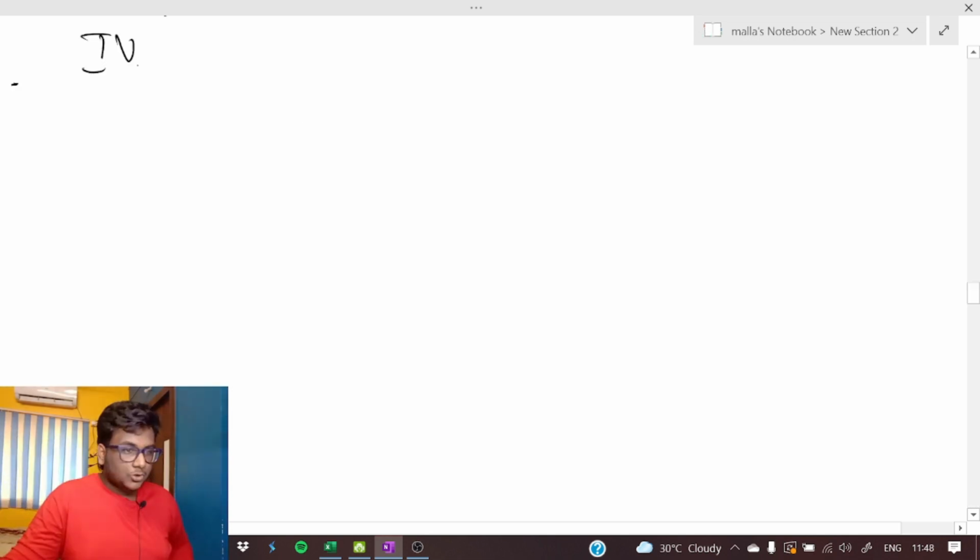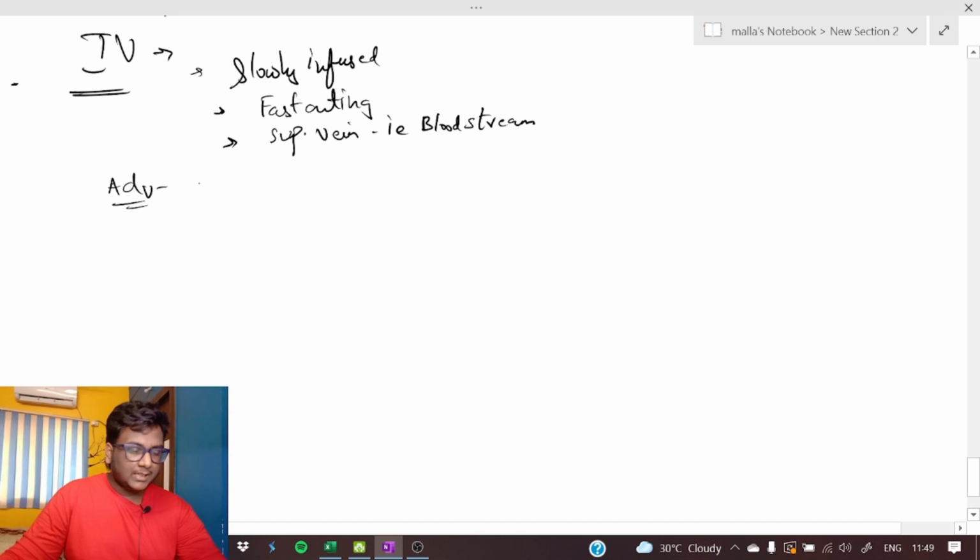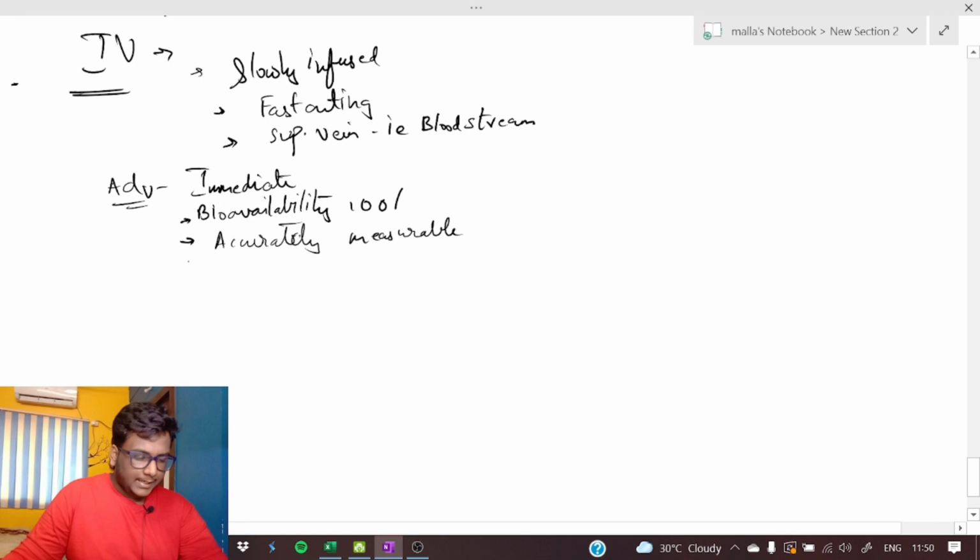The next one, the most common one, is IV, intravenous. These are slowly infused and fast acting because they directly enter the systemic circulation, through the superficial veins, that is, into the bloodstream. The main advantages of the IV are that it is immediate, very fast in emergencies. Bioavailability is 100% because it does not pass through first pass metabolism. It is accurately measurable, and highly irritable drugs can also be given through this by using dilution. We can dilute the highly irritable drugs and send them by IV.